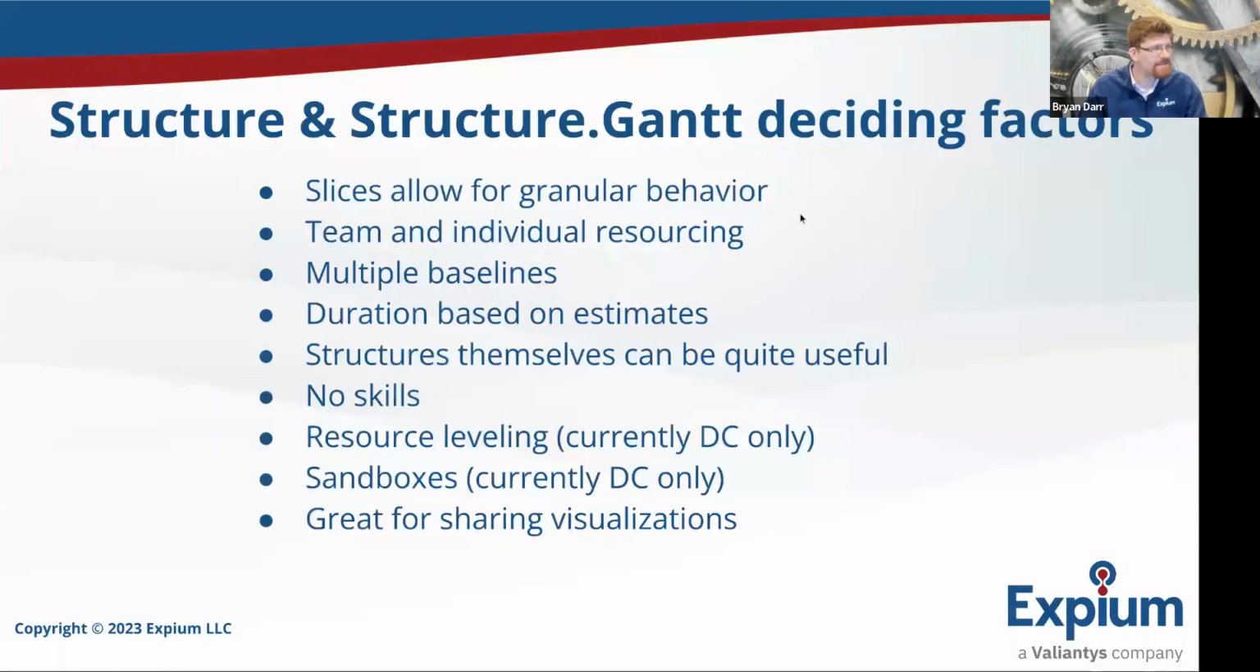All right, so what are your deciding factors for Structure and Structure Gantt? 1, slices in the Gantt scheduler allow for granular behavior. In other words, Gantt behavior per team, but all within the same Gantt. That's very, very powerful. You can do team or individual resourcing, or both in the same Gantt if you want, because you can use slices. You can have multiple baselines, which is helpful.